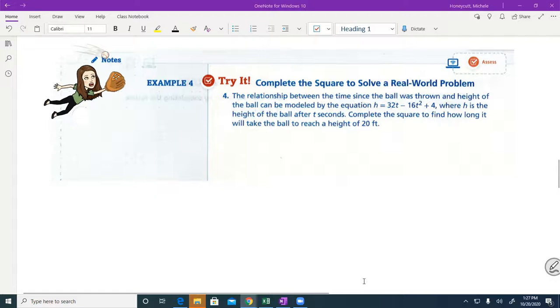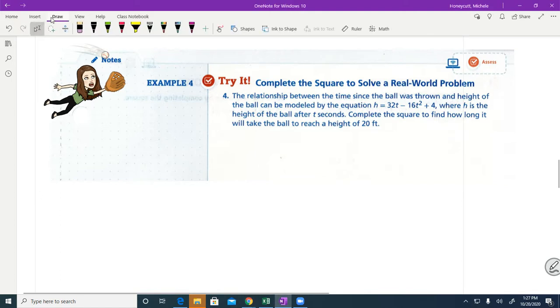Let's do a word problem. We're going to complete the square with a real world problem. The relationship between the time since the ball was thrown and the height of the ball can be modeled by the equation h equals 32t minus 16t squared plus 4, where h is the height of the ball after t seconds. So I think it's really important that we look at what the variables mean. H is the height and t is time.